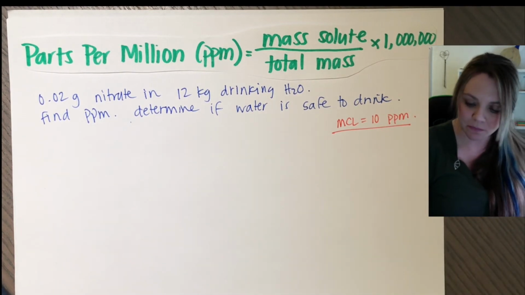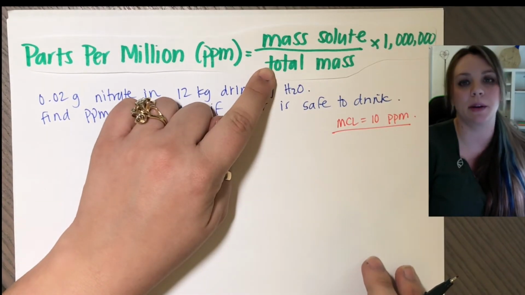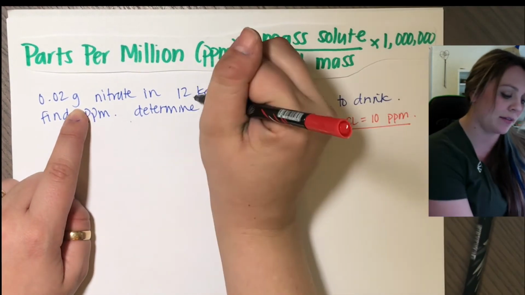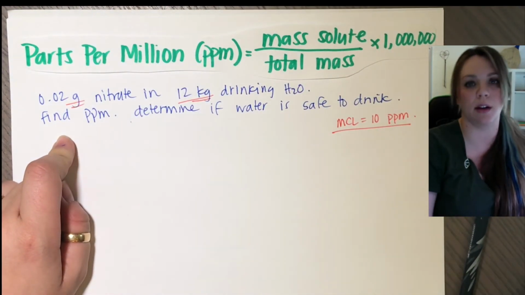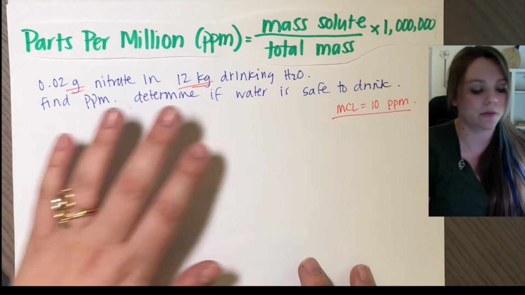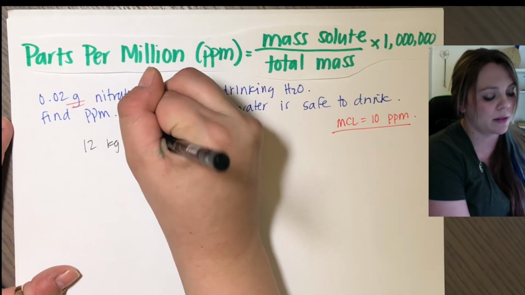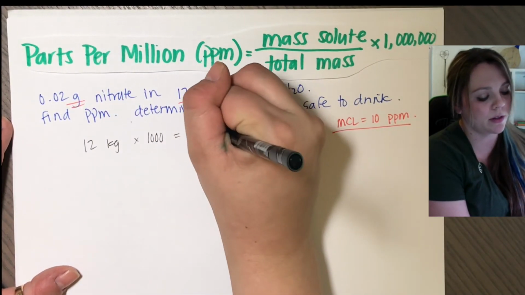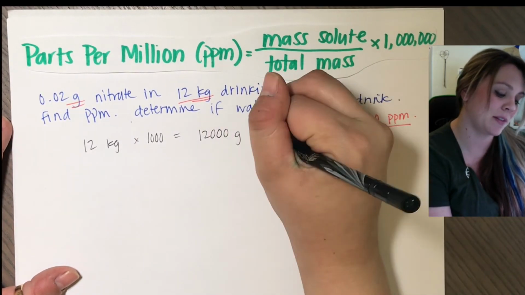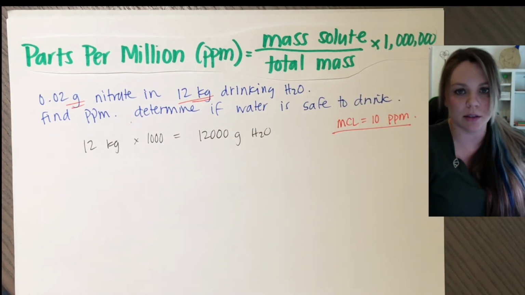Here we go. So I have mass of solute divided by total mass. It needs to be in the same units. Right now I have kilograms and grams. Okay, if you don't remember how to do your metric conversions, please review. But if I have 12 kilograms, all I do is multiply by 1,000, and that's 12,000 grams of water. All right, so now I can just plug and chug.